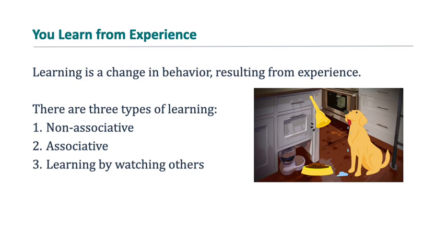There are 3 types of learning. There's non-associative learning, associative learning, and learning by watching others. Non-associative learning can include habituation and sensitization. Associative learning includes classical conditioning and operant conditioning. And learning by watching others includes observational learning, modeling, and vicarious conditioning. We're going to be talking about a form of associative learning today.